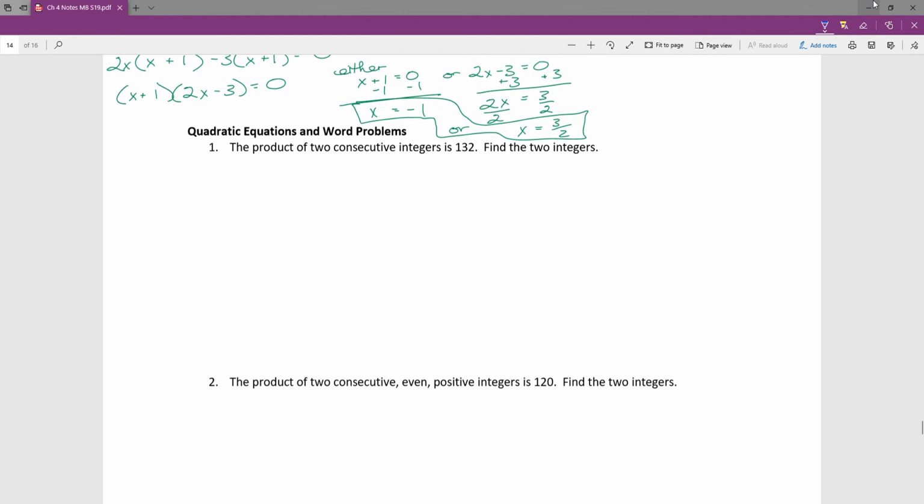So now that we've gone through how to solve a quadratic equation through factoring and then applying the zero product principle, now we're ready for the applications of them. Now we're ready for the word problems. And as I go through these word problems, we're going to use the strategies that we developed in chapter 2, but apply them to these.